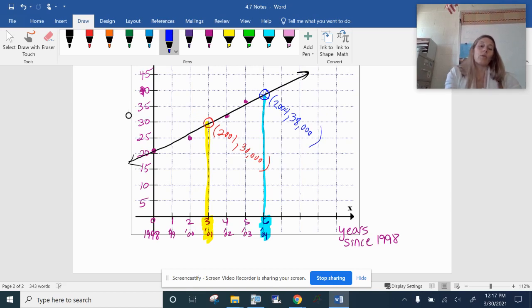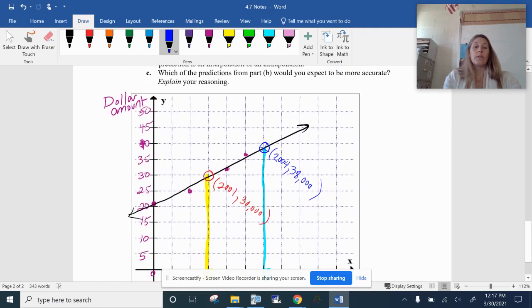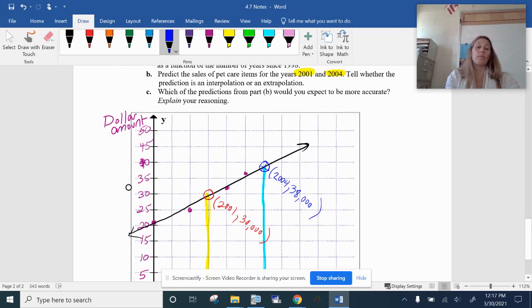Okay, now, of course, this yellow one here, the one in 2001, that was interpolation because I had data points that I knew on both sides of that one. So I had stuff before and after it. However, 2004 would be extrapolation because all of the data that I had was before the prediction that was being made. So in this case, the more accurate one would definitely be interpolation. We would expect that it would follow the continuing trend of the rise in sales.